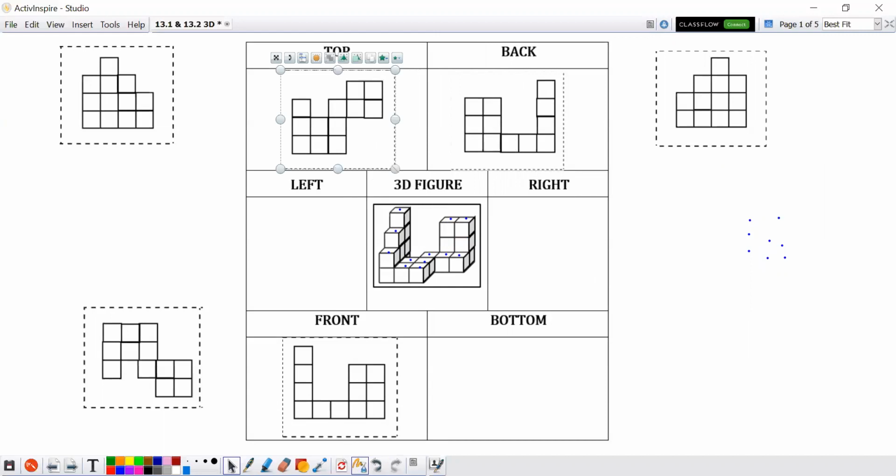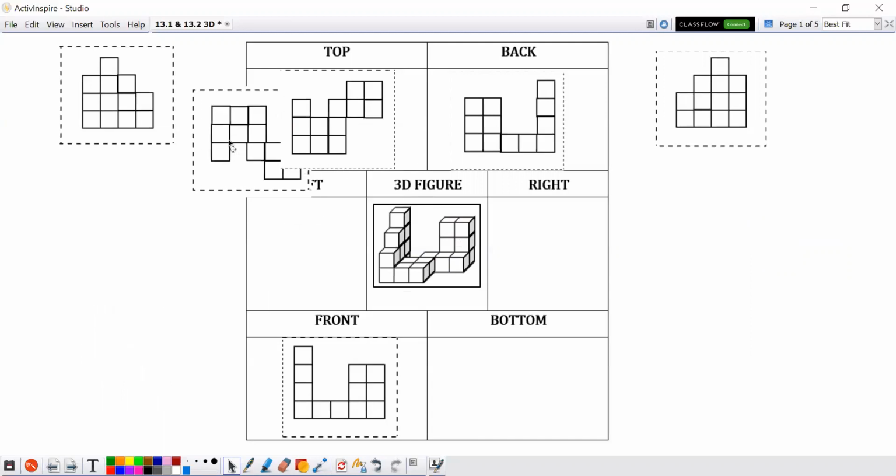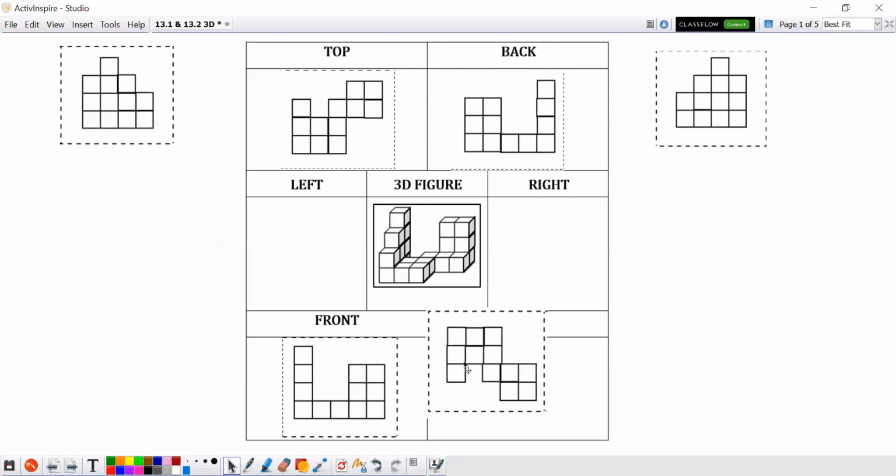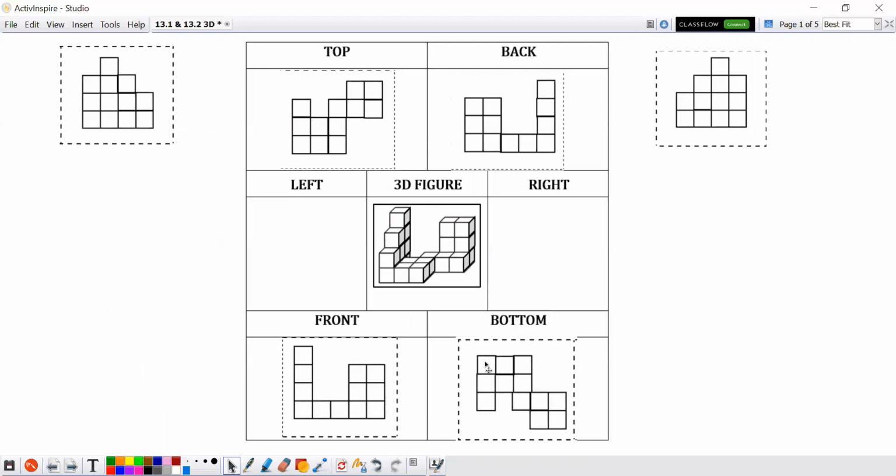And so again, if I'm looking at the bottom view now, it's going to be a reflection of that across a horizontal line underneath it. So this one, you can see those are reflected. So this is going to be my bottom view. Like it's flipped.